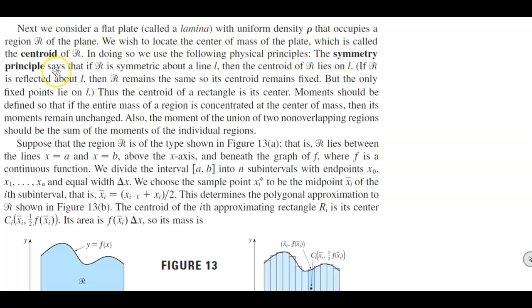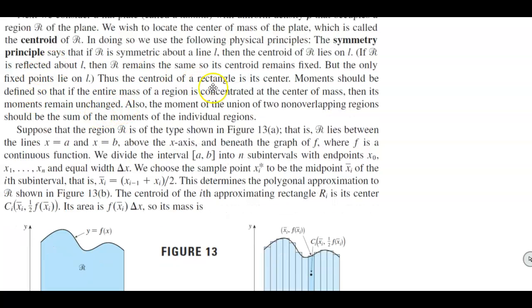The symmetry principle says that if the region is symmetric about a line, then the centroid of that region lies on that line. So if the region is reflected about the line, then the region remains the same, so its centroid remains fixed. But the only fixed points lie on that line. Thus, the centroid of a rectangle is its center.